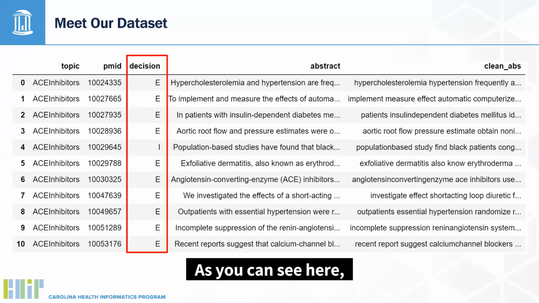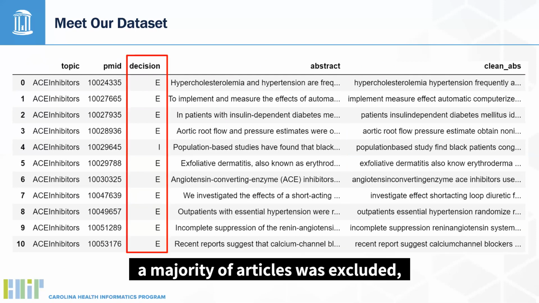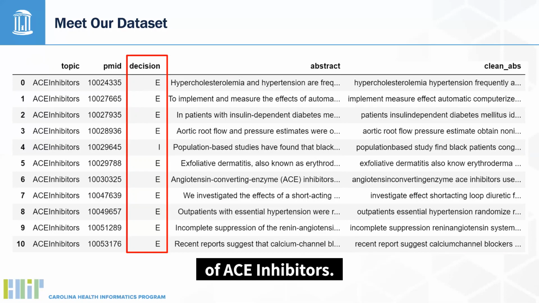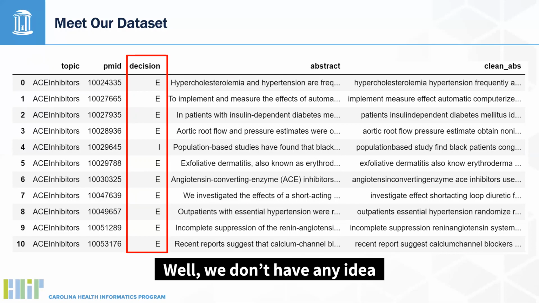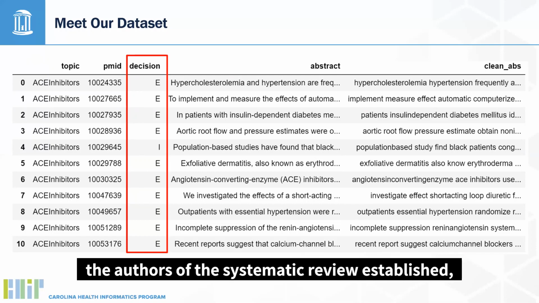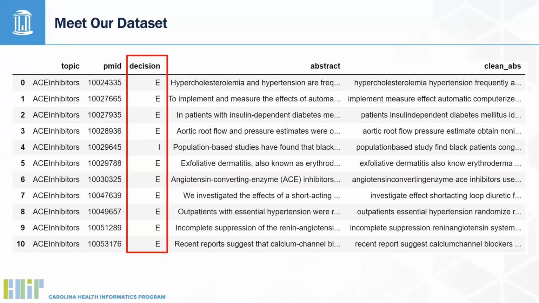As you can see here, a majority of articles were excluded or irrelevant for the systematic review of AC inhibitors. Well, we don't have any idea about the inclusion criteria the authors of the systematic review established, but this is the decision the researchers had made.